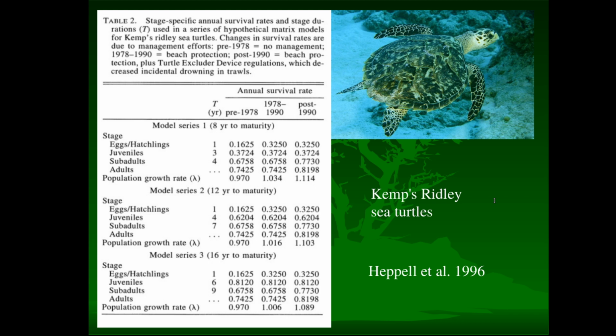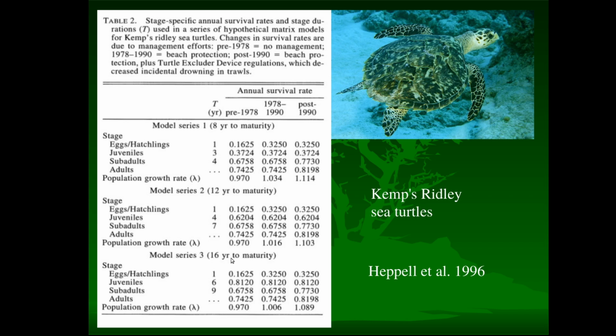So we can increase age 1 survivorship as expected from a Head Start program, and then see how much effect it has on the population lambda. If it has a large effect, then that would be an argument in favor of spending the money on a Head Start program. So the sensitivity analysis was done by Heppel and colleagues in '96. It was found that increasing age 1 survivorship has only a very small effect on lambda.